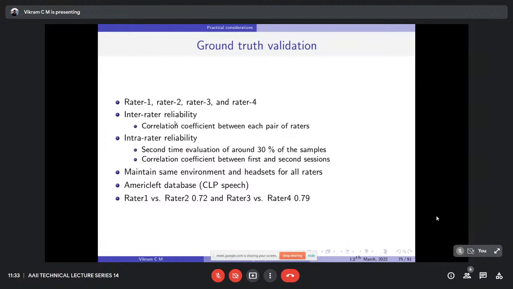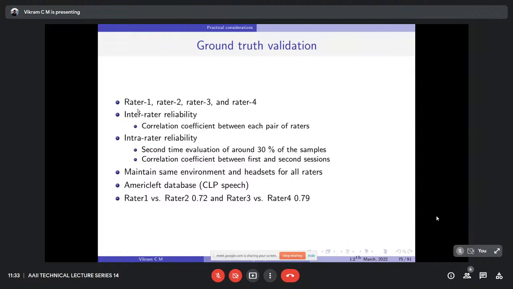Once we have the data prepared and some clinicians have evaluated it, the next step is ground truth validation. As I said, the perceptual ratings are the ratings given by expert speech language pathologists. They are the ground truth used to develop the machine learning model. In any machine learning model, if the ground truth fails, then the trained parameters and the model fail to do their actual task. That's why we need to take a lot of care while preparing this database and this ground truth.